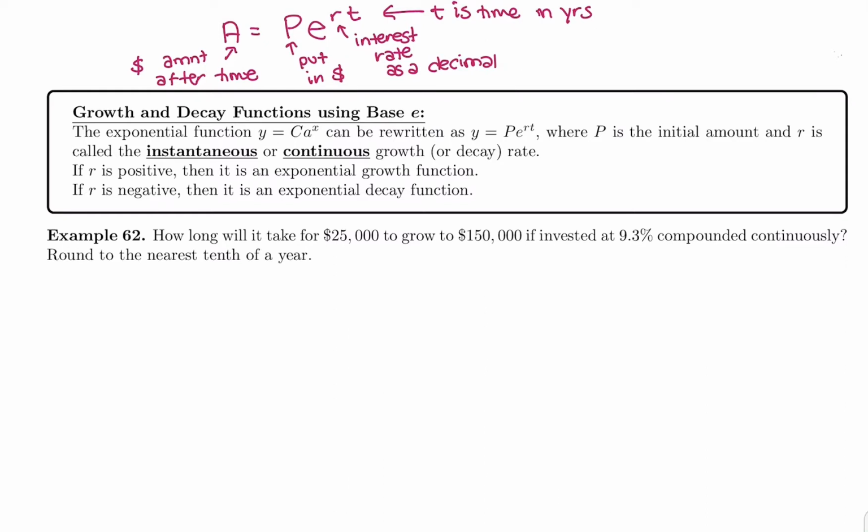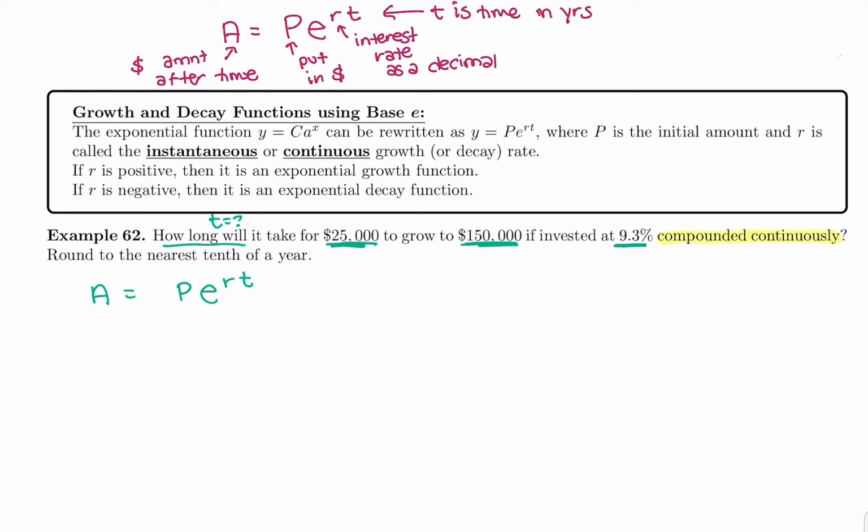So we can pause the video and write down this formula if we need to. We're going to use it on this first problem here. We want to see how long it will take. So what is T going to be to grow 25,000 to 150,000 if our interest rate is 9.3% compounded continuously. So compounded continuously means use this A equals P e to the RT. We want to plug into this and solve for T.